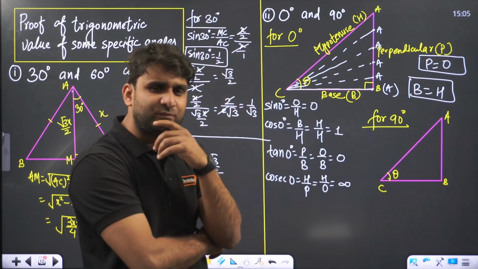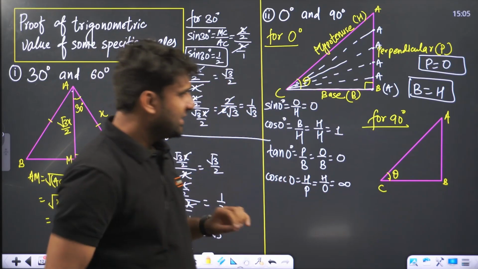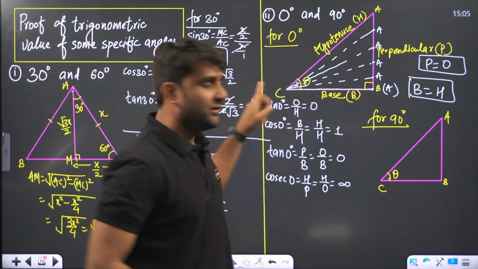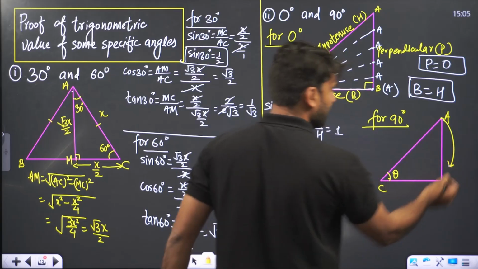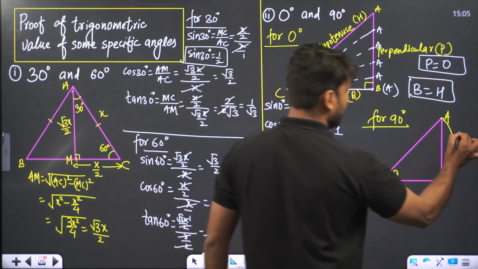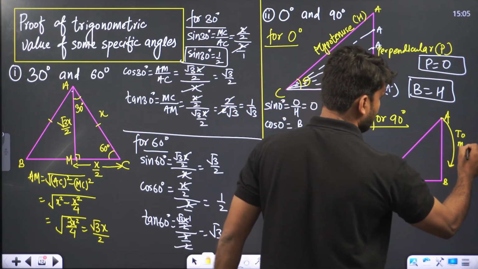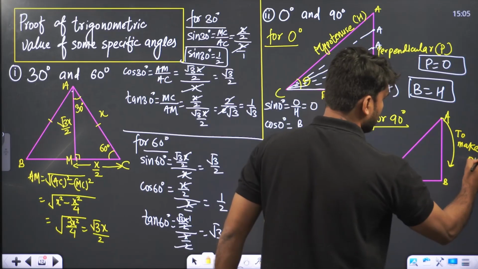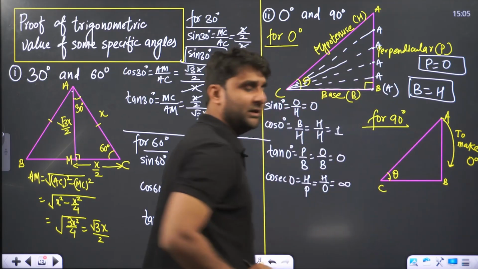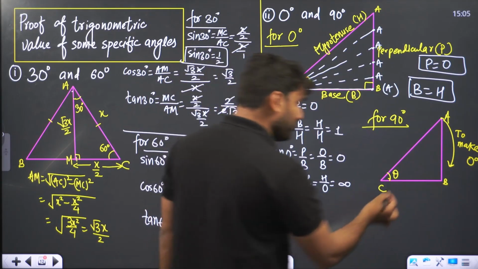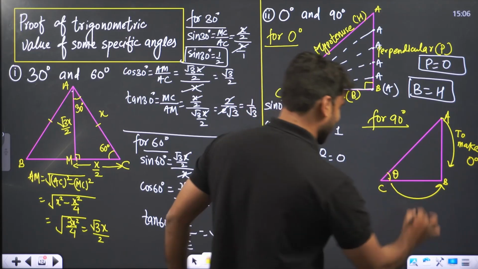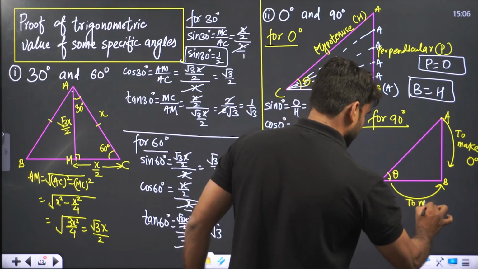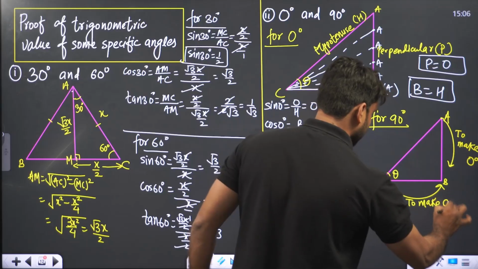How? Now do one thing. To make angle 0 degree, we were sliding point A to B. To make 0 degree, this point A was sliding to B. Now to make theta 90 degree, slide point C to B. Wow, this is the trick to make 90 degree.